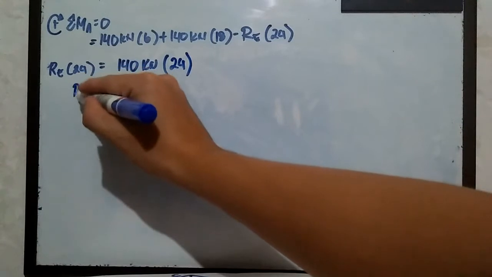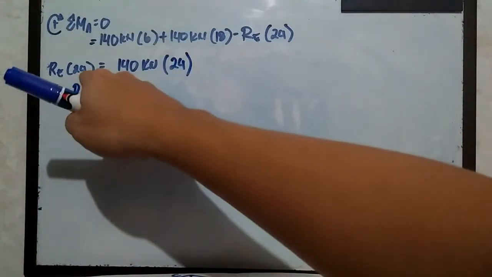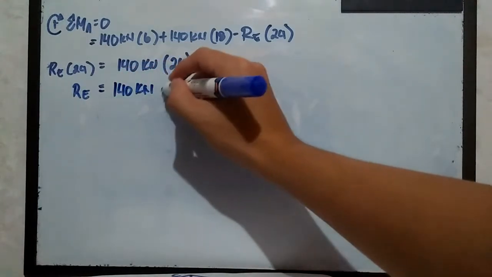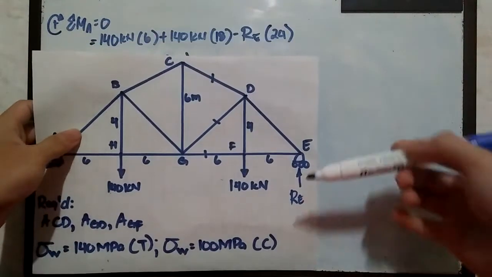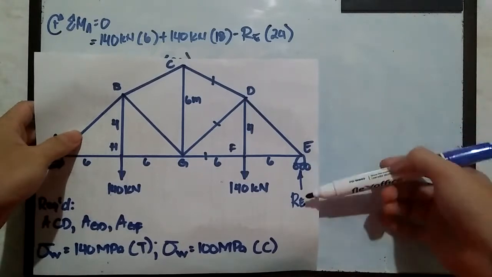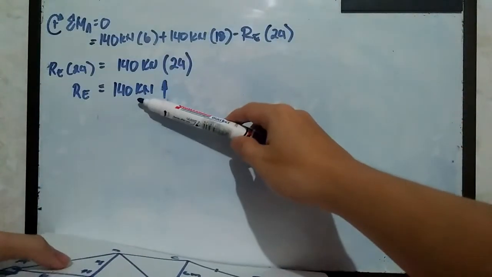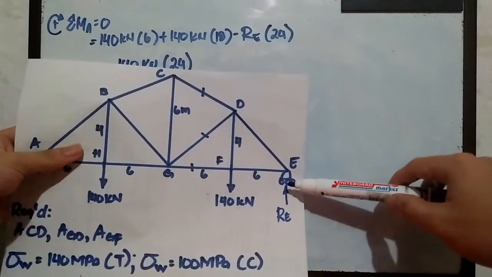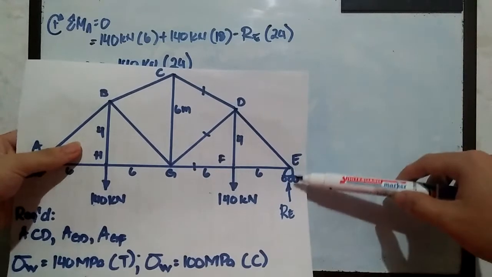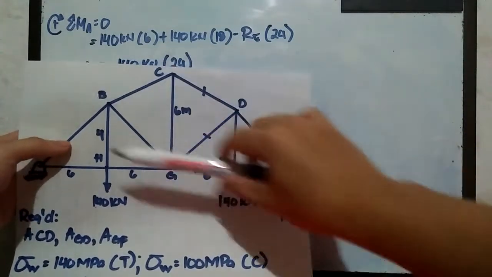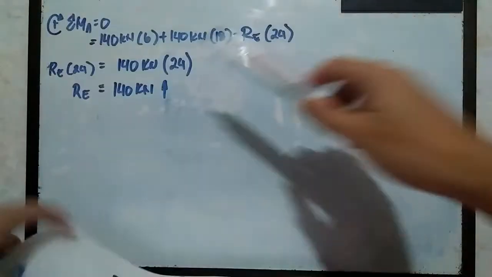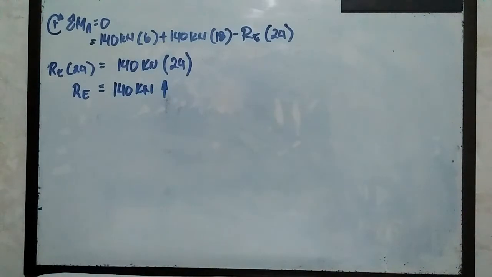And solving for R sub E, cancel the 24s, so that is equivalent to 140 kilonewtons going up. If we go back to our free body diagram, R sub E is acting upward, which means a positive answer for R sub E confirms our initial assumption that it is going up, because the support here at the roller is receiving most of the forces being applied on the truss. So it's equivalent to 140 kilonewtons.